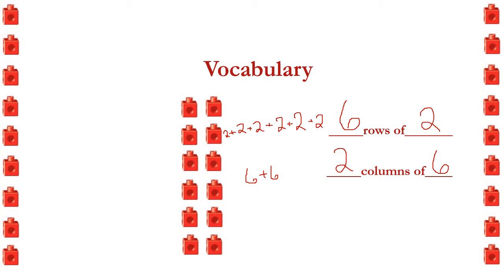All right, so it's important to know the difference between rows and columns, and you will see, and you've already seen, blank rows of blank, blank columns of blank. Okay, so make sure you feel comfortable with that. Okay, let's move on.